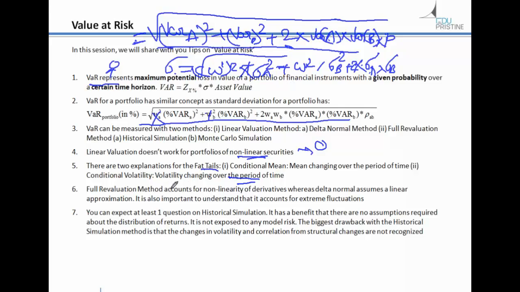Full revaluation method accounts for non-linearity of derivatives. A very important point, whereas delta normal method assumes a linear approximation. Keep this comparison in mind. It is also important to understand that it accounts for extreme fluctuations. These are some of the advantages of full revaluation method.